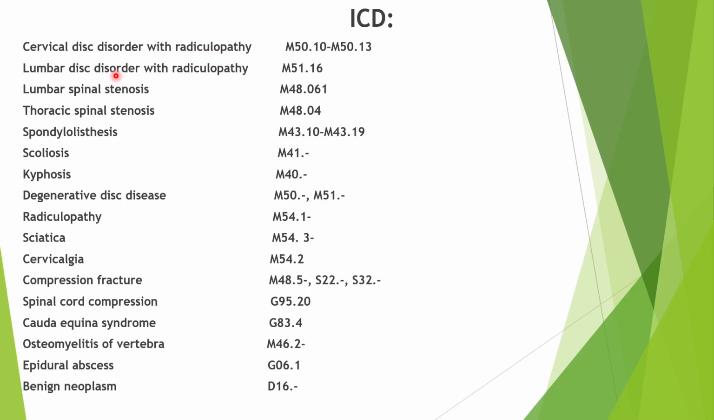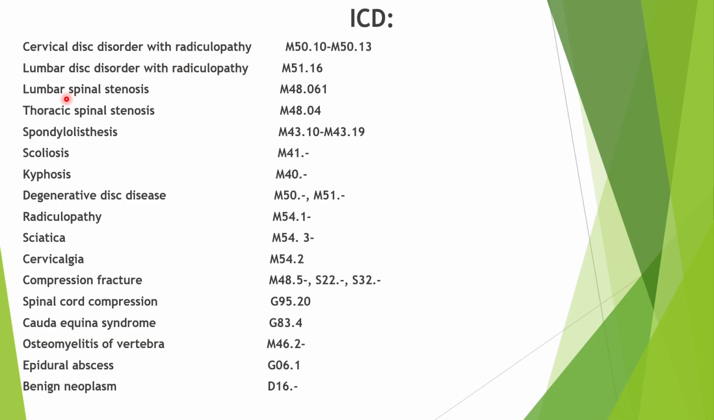Second one, that is lumbar disc disorder with radiculopathy. Radiculopathy is just a compression of the nerve root. Okay, inflammation in the nerve root. So the lumbar disc disorder is a damaged or herniated disc in the lumbar region that compresses spinal nerves.